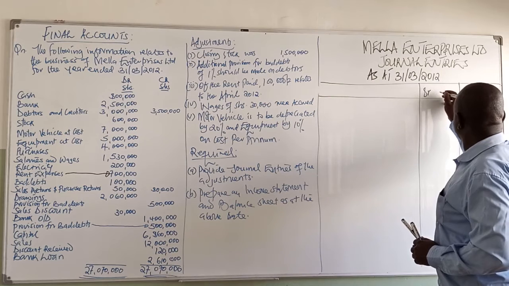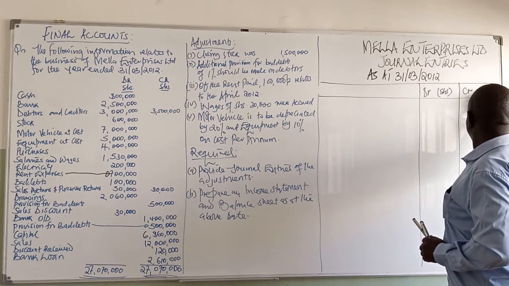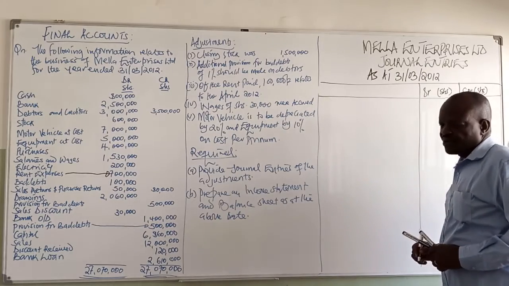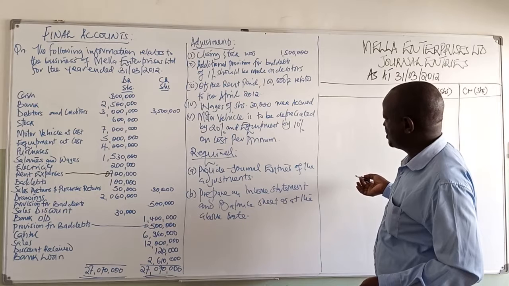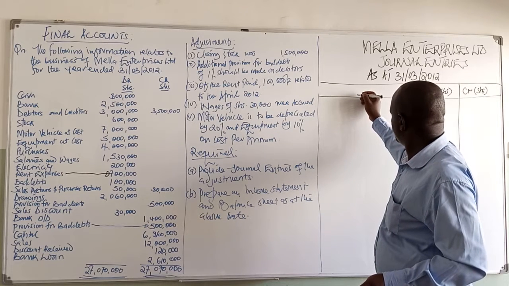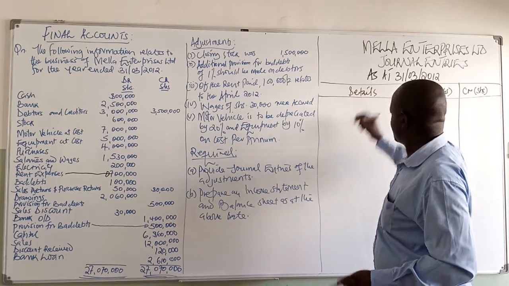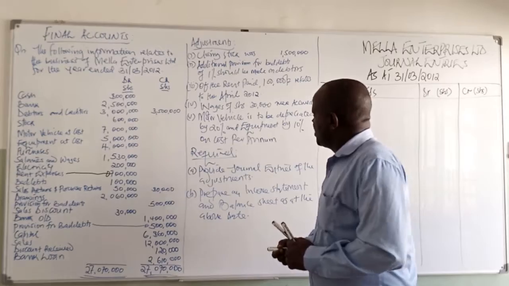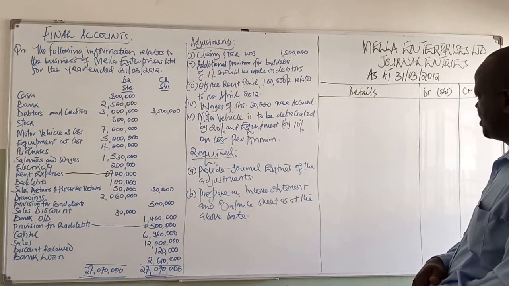This is the debit side, and the figures are in shillings. This is the credit side, and the figures are also in shillings. So these other things, we shall have account titles or entries, or details, depending on what you wish to put there. Details. And we could now start from there.